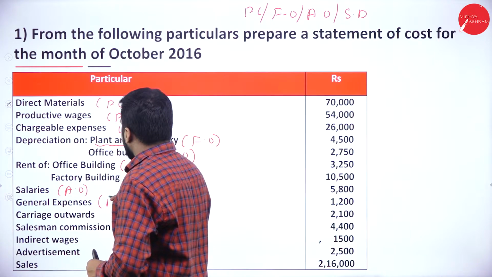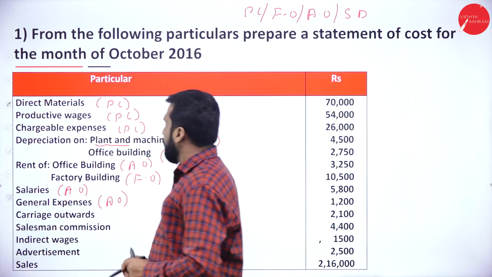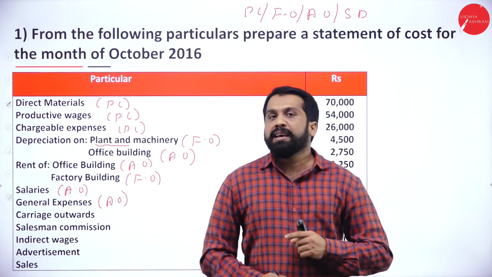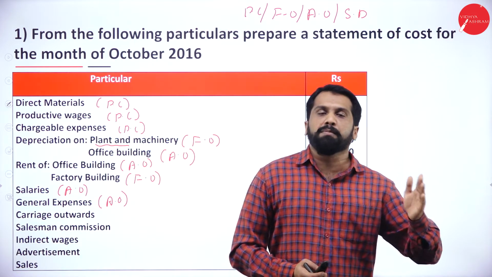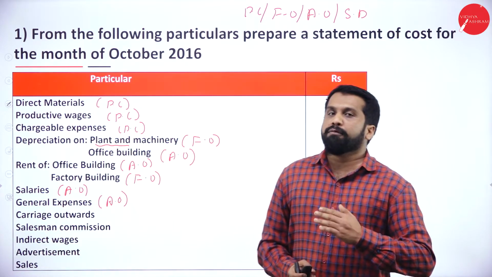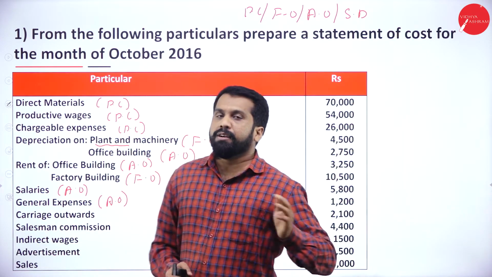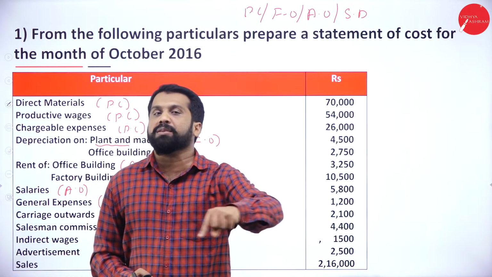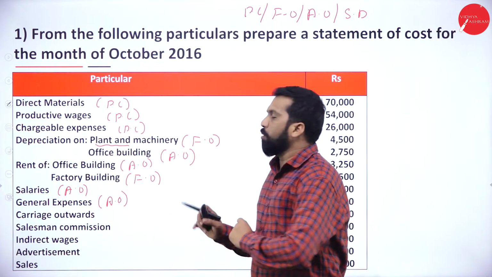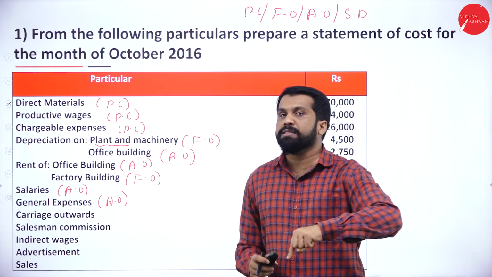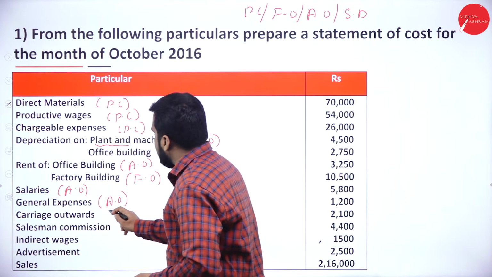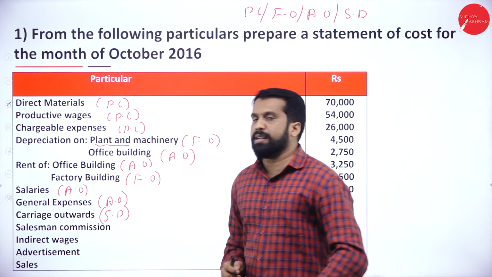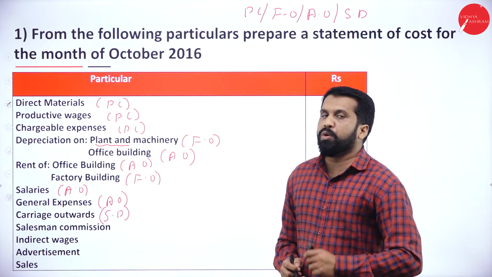General expenses, administration overhead. Carriage outward, as I told you, outward means what? Any transportation of goods from one shop to another shop, from wholesaler to retailer, from retailer to customer. All these transportation we call as carriage outward, outside the premises. It comes under selling and distribution overhead.